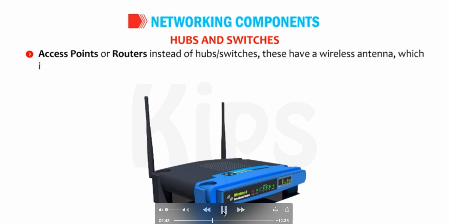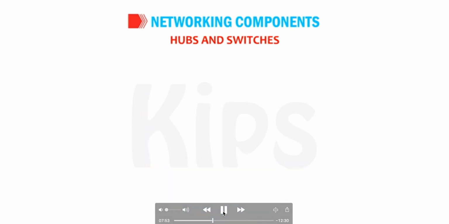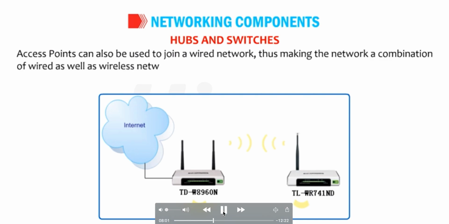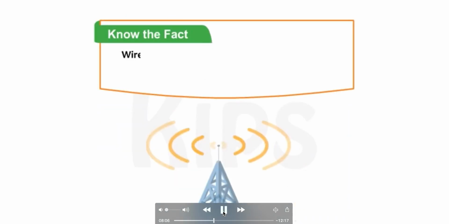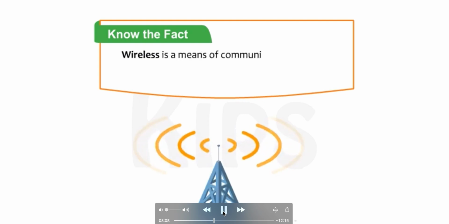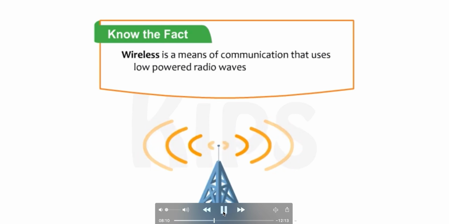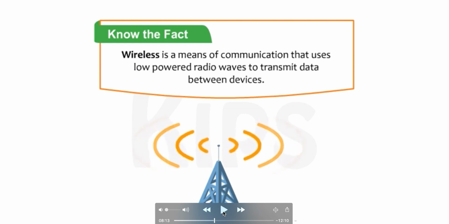These have wireless antennas which increase the communication range of the radio signals. Access points can also be used to join a wired network, thus making the network a combination of wired as well as wireless. So make a note of it. What is a wireless network? Wireless is a means of communication that uses low powered radio waves to transmit data between devices. Kindly make a note of these points, students.